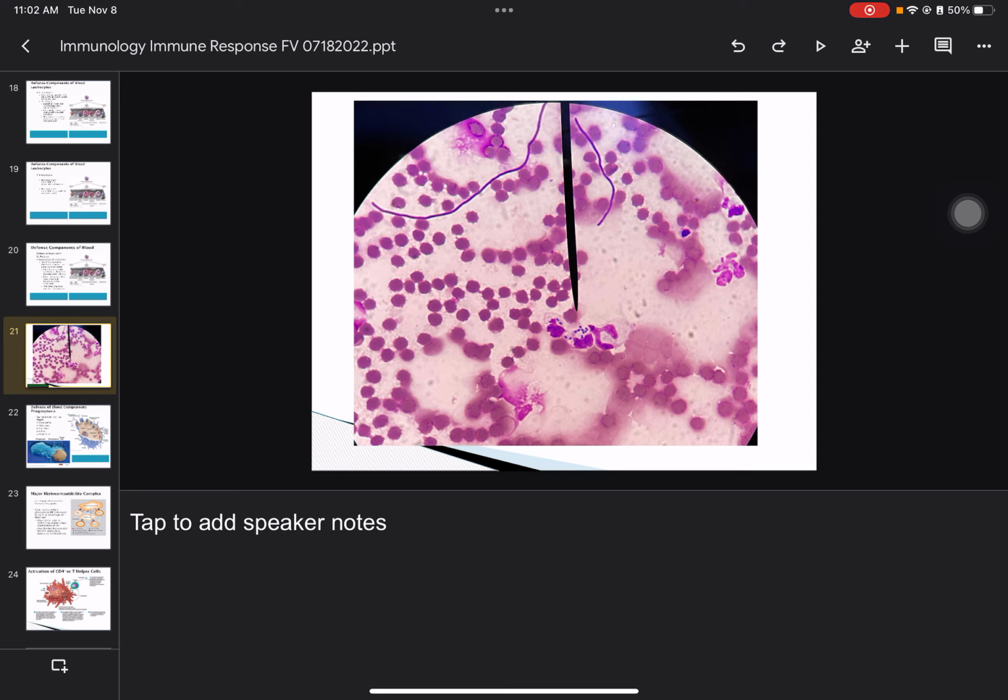There's cocci. Where are the cocci? In. Like they're bursting out of the cells. They're not bursting out. They are inside the neutrophils. Yeah. So the neutrophils have engulfed them. And they're going to destroy them. Those are neutrophils. You can kind of see like the little border. Yeah, I see.